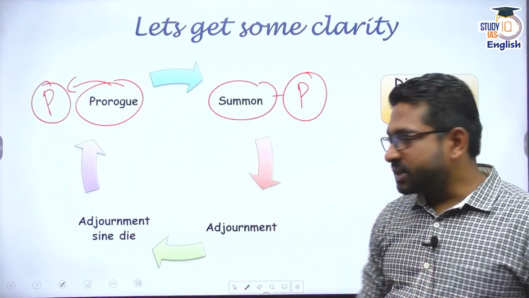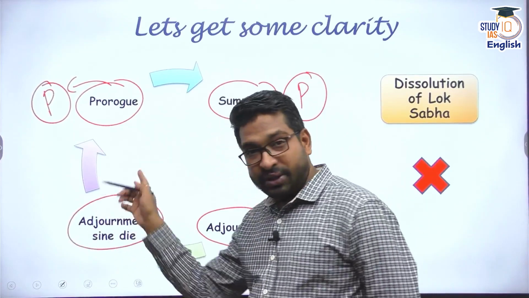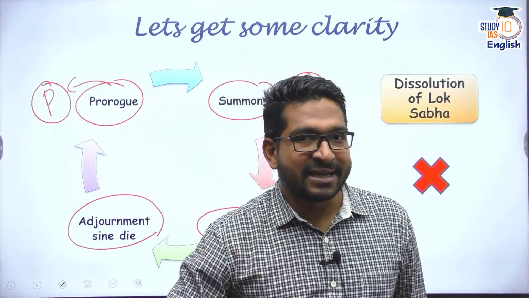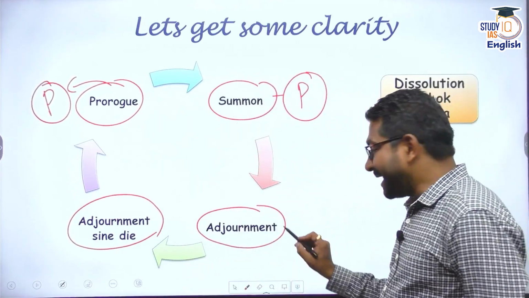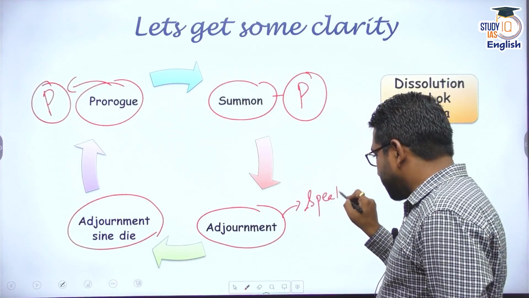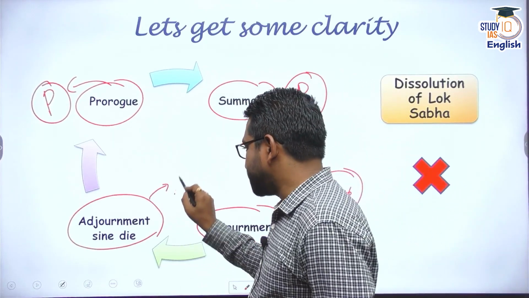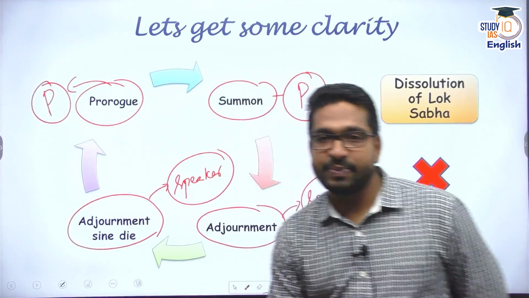But there are two other terms, adjournment and adjournment sine die. You saw in the news just now that both the houses have been adjourned sine die. What is the meaning of these terms? And remember, this power of adjournment is with the speaker or the chairman of the respective house. I'll just write speaker here for your understanding. Both these powers are with the speaker.